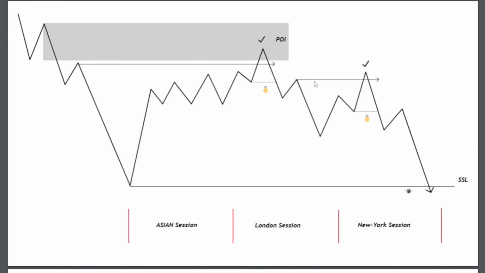But before the New York session, if the draw on liquidity is not hit, then we can look for a new entry. After the stop hunt or tap on any bearish PD array, we can look for a new entry in the New York session and the target will be the same.